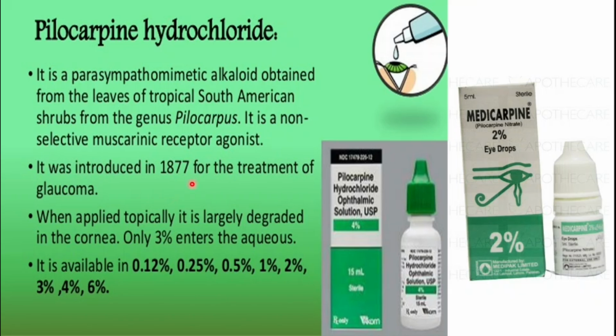Right. So what is the indication of pilocarpine? For what purpose is pilocarpine used? Pilocarpine is used for the treatment of glaucoma.